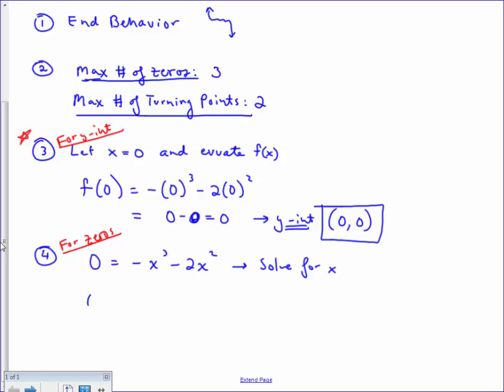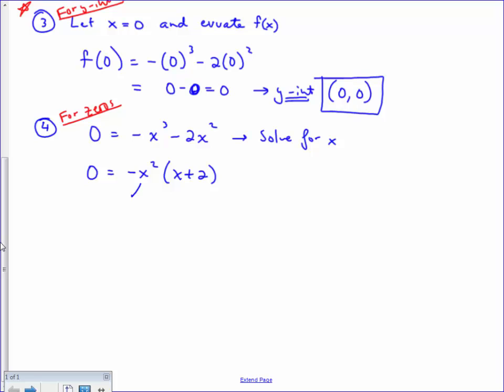Alright, solving this for x, it looks like we can factor out a negative x squared. That would leave us with an x plus 2. And then we know to find the zeros, we would want to set the x pieces equal to 0. Here the negative and the square doesn't make a difference on that first term, so the only way that would be 0 is if x were 0. And then here, setting x plus 2 to 0, we would get x is equal to negative 2. Now these two values are what we would call the zeros.